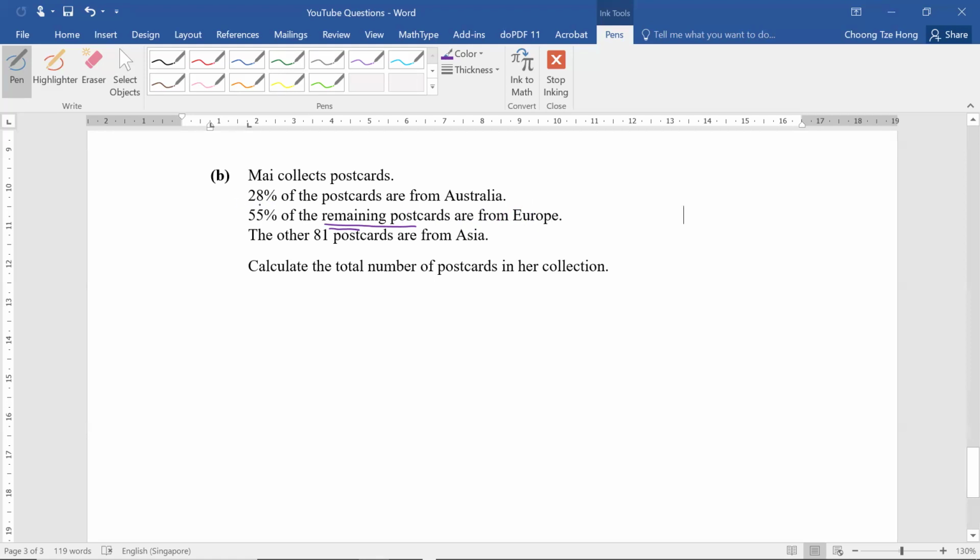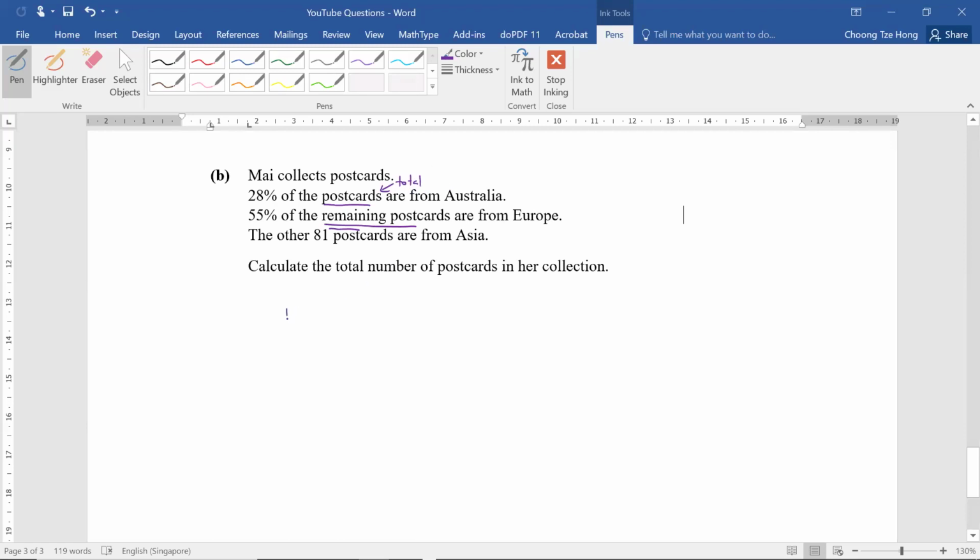So in the second statement over here, 28% of the postcards are from Australia. When they just say postcards, they never say remaining, it means they are referring to 28% of the total. Postcards are from Australia. So if you recall in your primary school days, you usually use a model method, right? So I believe for questions such as this, drawing a simple model may help you to visualize the question better. So that's basically what we are going to do now.